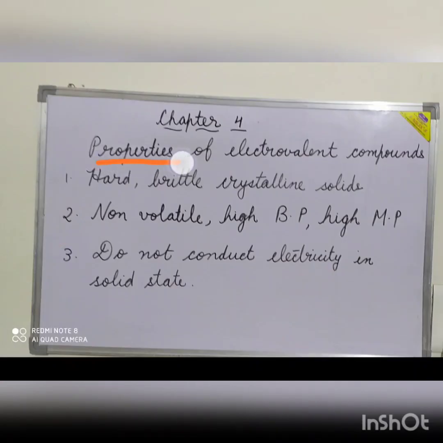The properties of electrovalent compounds. Electrovalent compounds have strong electrostatic forces of attraction between the ions, which cannot be separated easily. So, on account of this fact, the electrovalent compounds are hard, brittle, crystalline solids. They are non-volatile. They have high boiling points and high melting points. They do not conduct electricity in the solid state, but they are good conductors of electricity in the aqueous state.